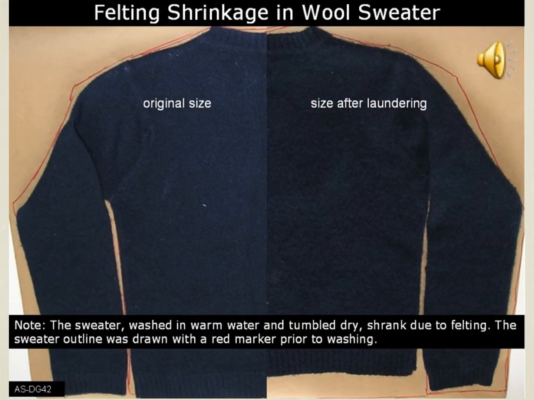Here's a picture representing what I was just talking about. On the left you can see the original size of a wool sweater, and the red line is the outline of the entire sweater before it was laundered. And then on the right half of the picture you can see how much it shrinks. So you need to be really careful with wool when you're laundering it, because this definitely will happen.